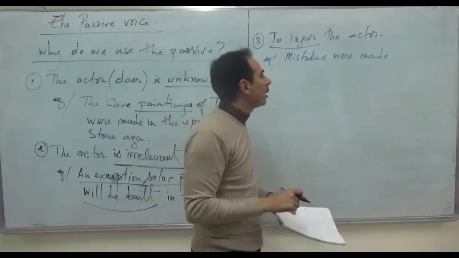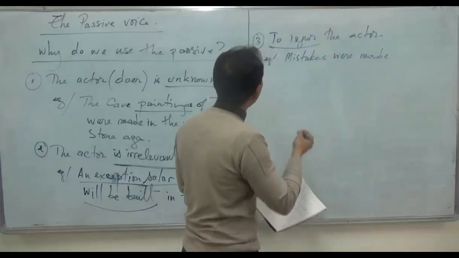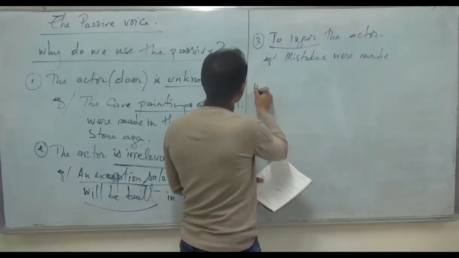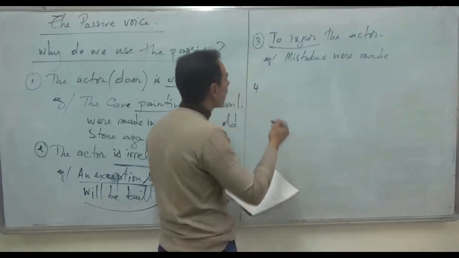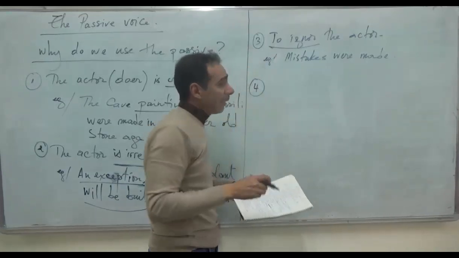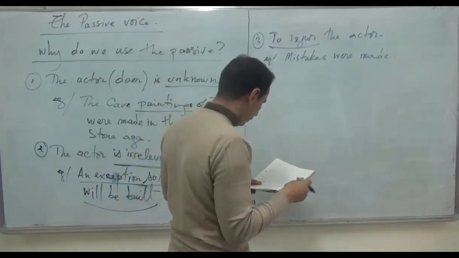Mistakes were done. That's okay. I don't want to know who did the mistakes. The most important thing is that there are some mistakes and we want to correct these mistakes. For example, in an administration or in a company, at school or everywhere.